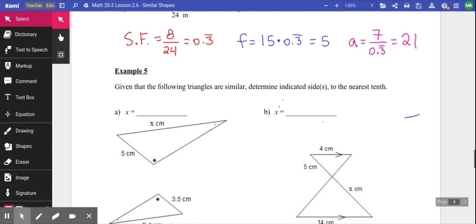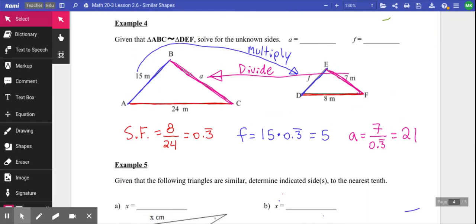Example 5. If I have the scale factor, how do I find the missing side? If you look at this one, I've got 15, and I'm trying to find the new side, then I do this times the scale factor to get the new one. If I have the new side and I want the old side, I do the new one divided by the scale factor to get the old side. So depending on which way you're going, depends on if you multiply or divide.